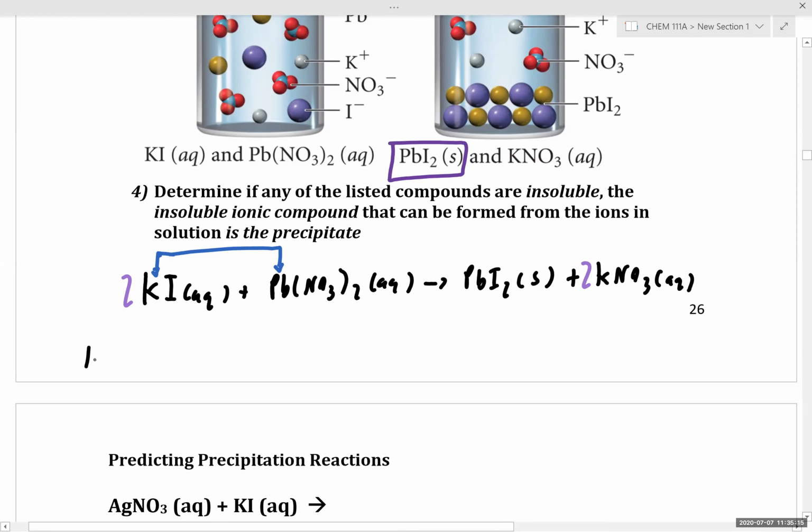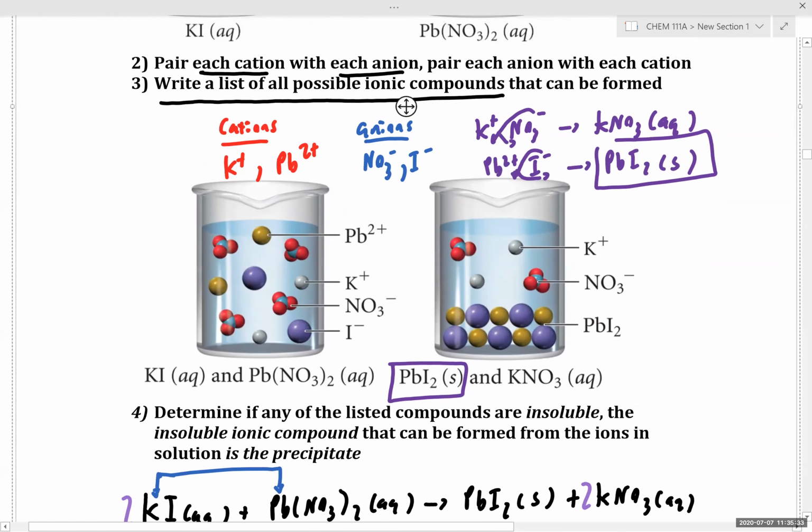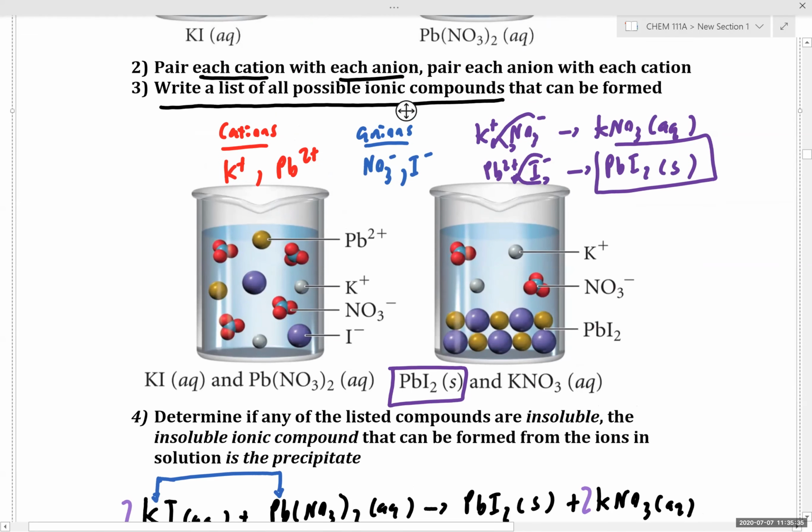And if you're curious about what the net ionic equation would look like, it would boil down to lead 2+ aqueous plus 2I- aqueous leads to lead iodide solid. The reason why I like this ion pairing method is it makes it very easy to figure out what your net ionic equation is.